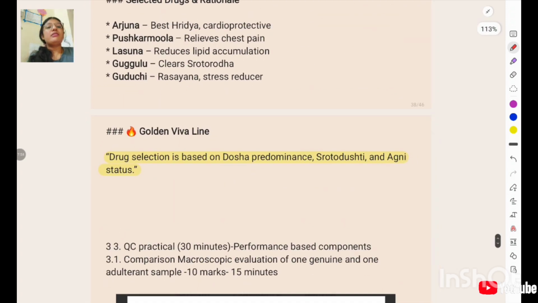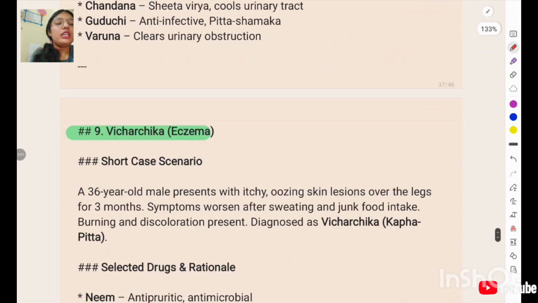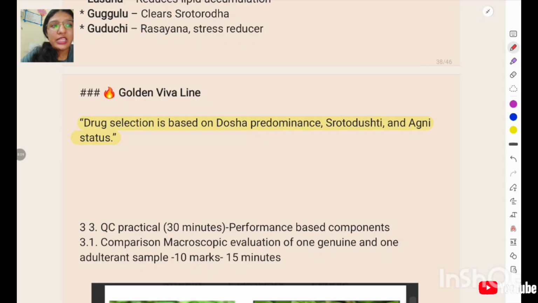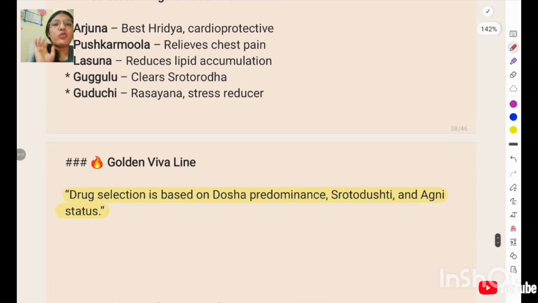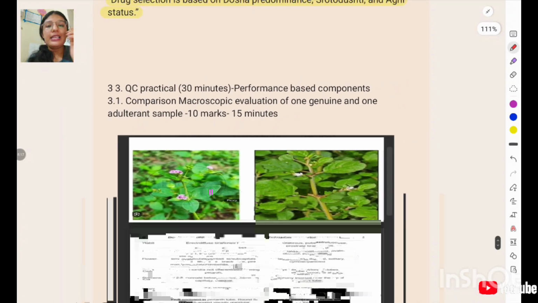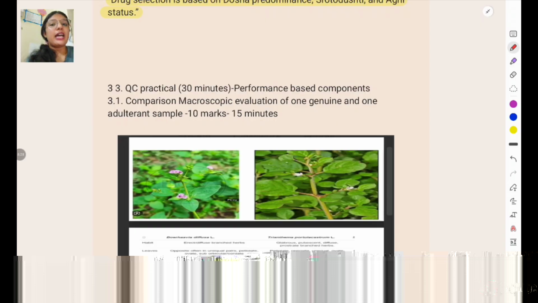So drug selection is basically based on the dosha predominance, Srotodushti and Agni status. So this kind of question can come, and actually in our Dravya record we have written, I think, 15 case scenarios. In your college they can give the same scenario from that also, and this kind of small scenarios also come. You have to write accordingly which part is asked. Generally they will ask what is the diagnosis, which drug you will suggest for that particular patient, what is the kalpana, what is the dose and the time for intake. So this kind of question can come.